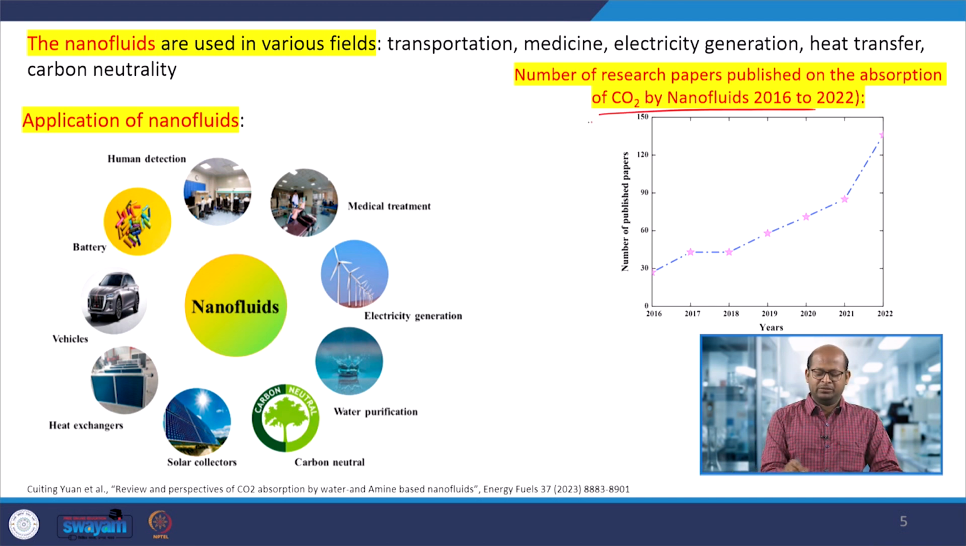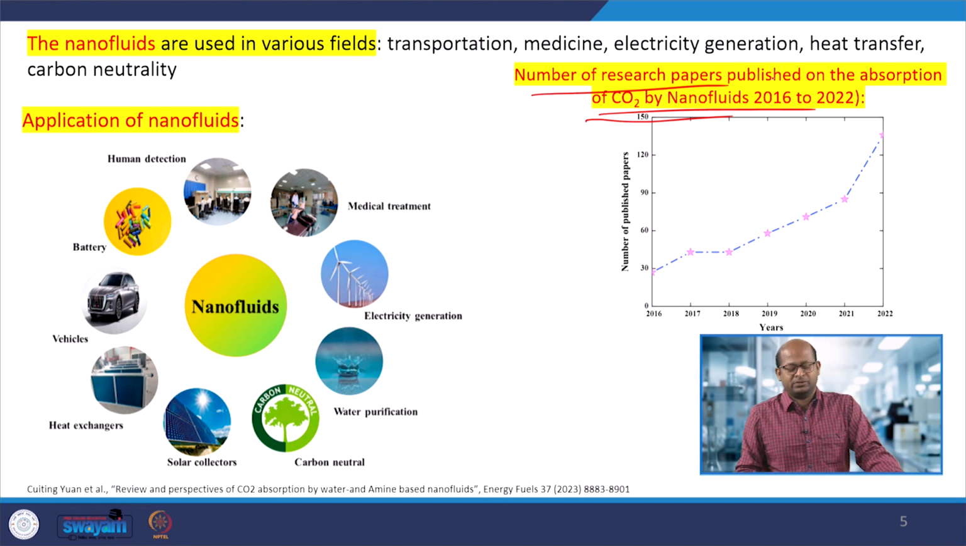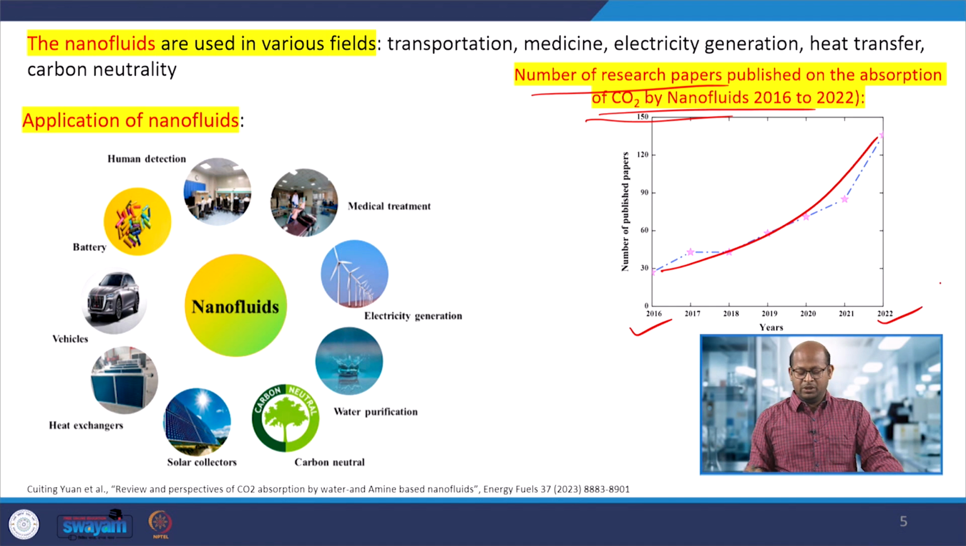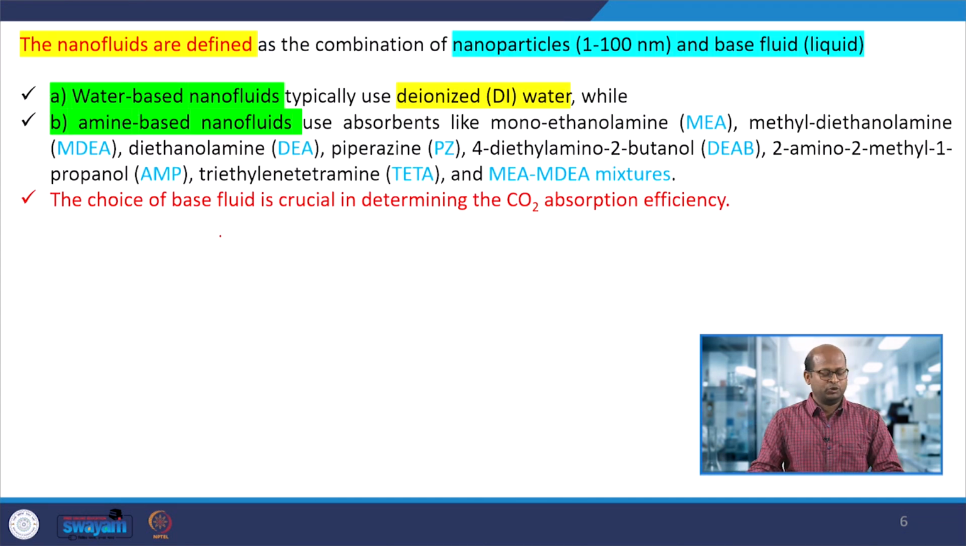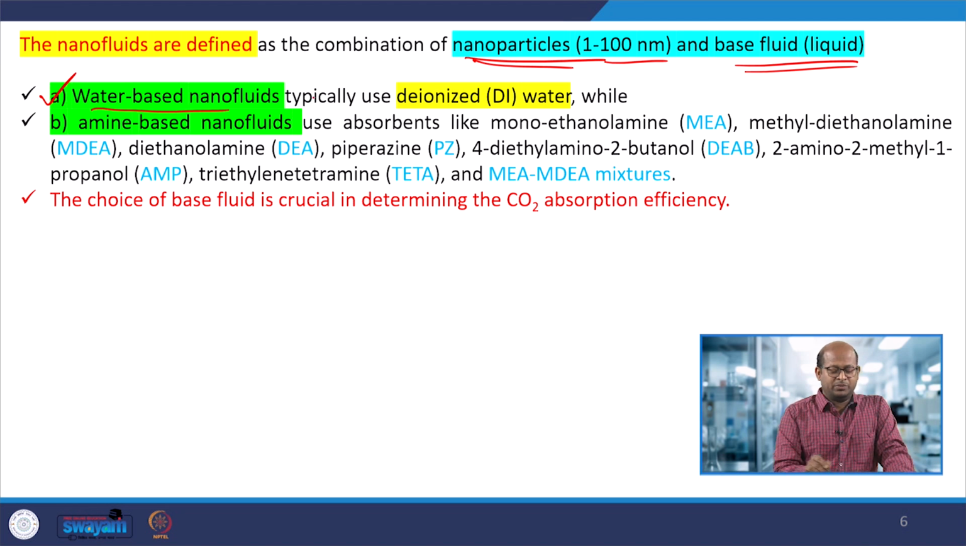In relation to this, the number of research publications gradually increases year to year, if we notice. Nanofluids have a lot of applications: medicals, wastewater, water purification, solar collectors, heat exchangers, vehicles, batteries, and many other places. Here the nanofluid is defined as consisting of nanoparticles, the nanomaterials may be within the range of 1 to 100 nanometers, and a base fluid that you have to use. If you use water as the base fluid, we can use deionized water, and amine-based nanofluids can also be used.